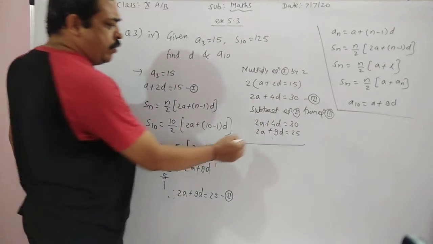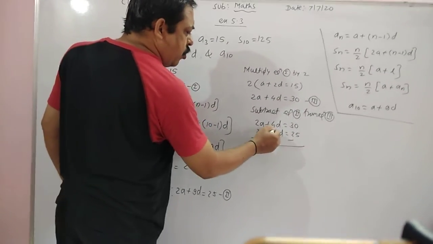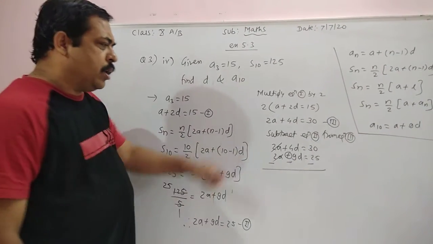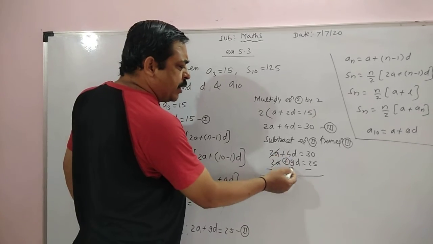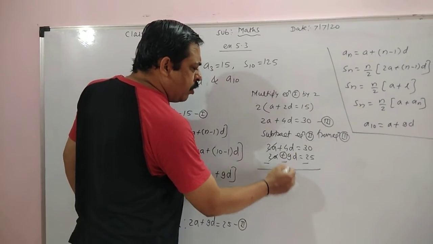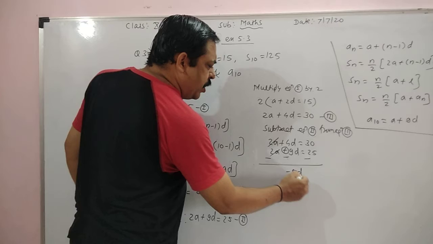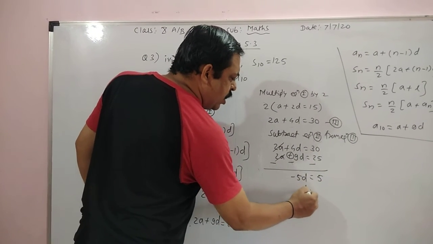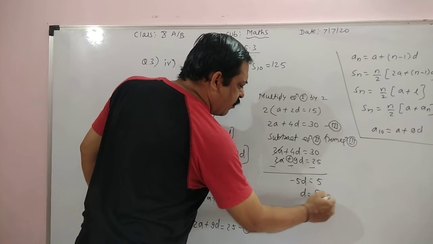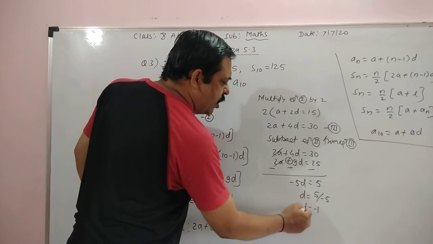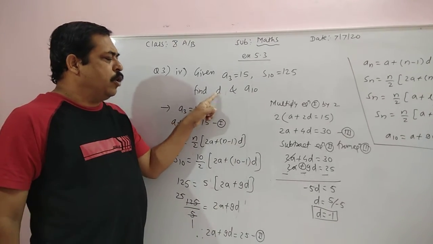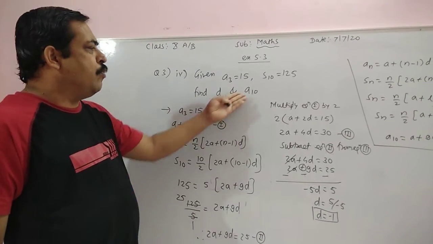Change the sign: minus, minus, minus, old sign, round up, plus. 2a minus 2a will get cancelled. Different sign subtraction, 9 minus 4 is 5, minus 5d equal to 30 minus 25, 5. d is equal to 5 upon minus 5, d equal to minus 1. The value of d which we had to calculate is minus 1. Now we find A10.